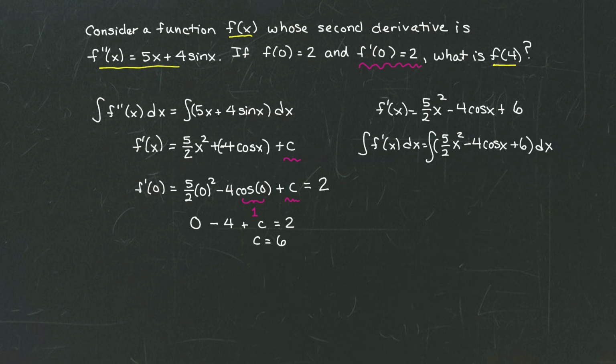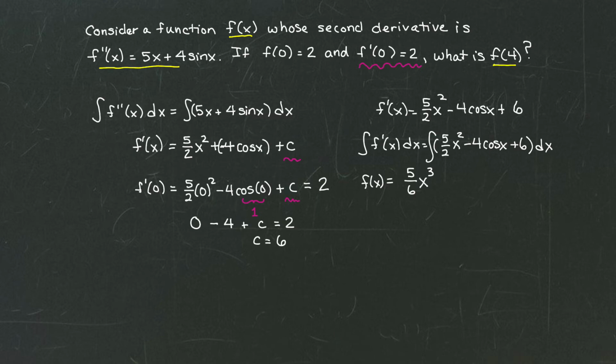We'll need some power rules again. And so that's going to tell me that my new original function is the antiderivative of 5/2 x squared. So we're going to add 1 to the power and divide by it. So that's going to give me 5/6, because 3 times 2 on the denominator will be 6.